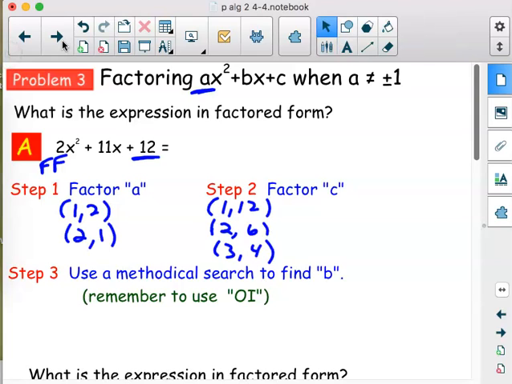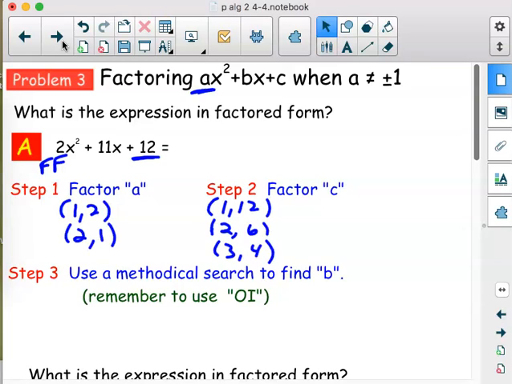And now here's the really important part, because it's been a while since you factored. What we have to do is retrain our brain to do outside times outside plus inside times inside. See my hands? That's hard for your brain to do. You look at the outside numbers first and multiply them. Then you multiply the inside numbers, and then you have to add those together. Outside times outside plus inside times inside.